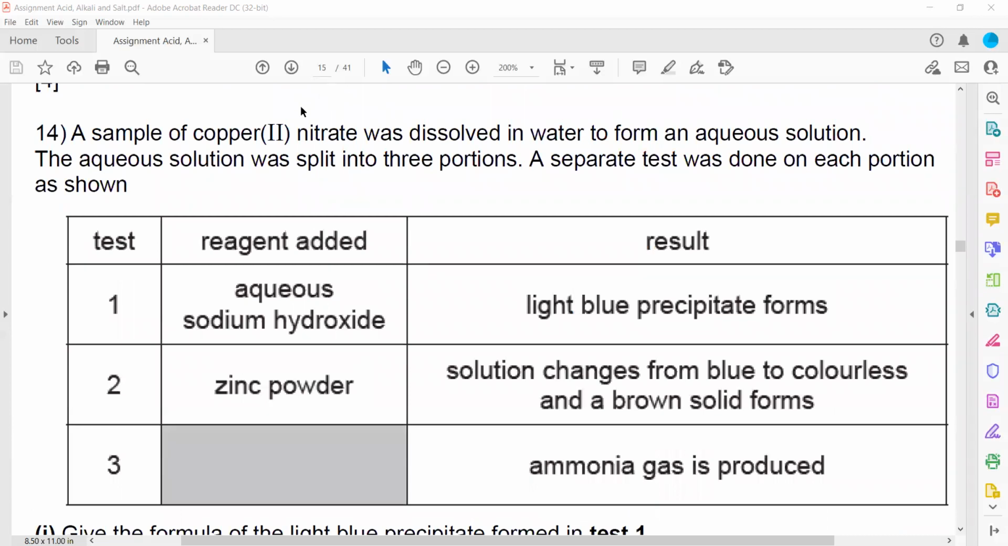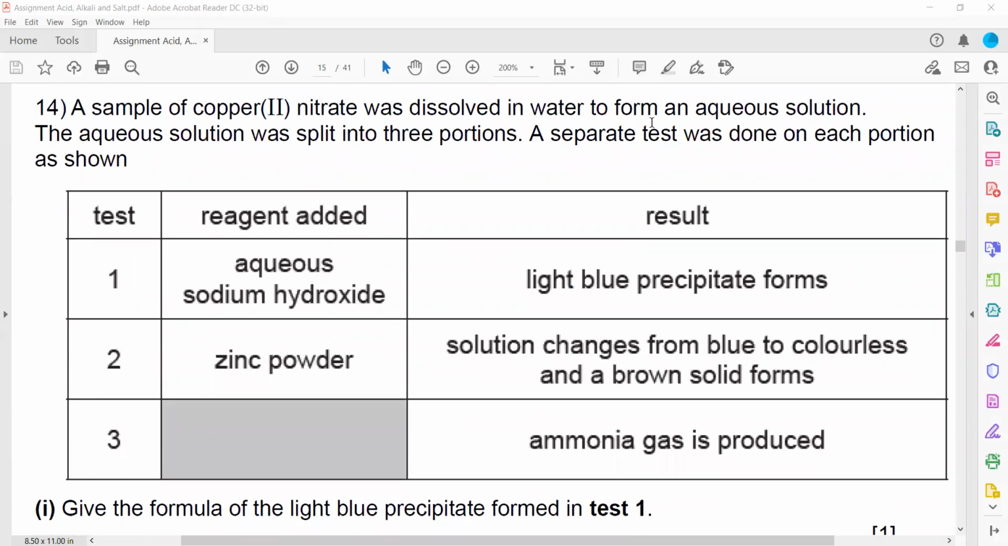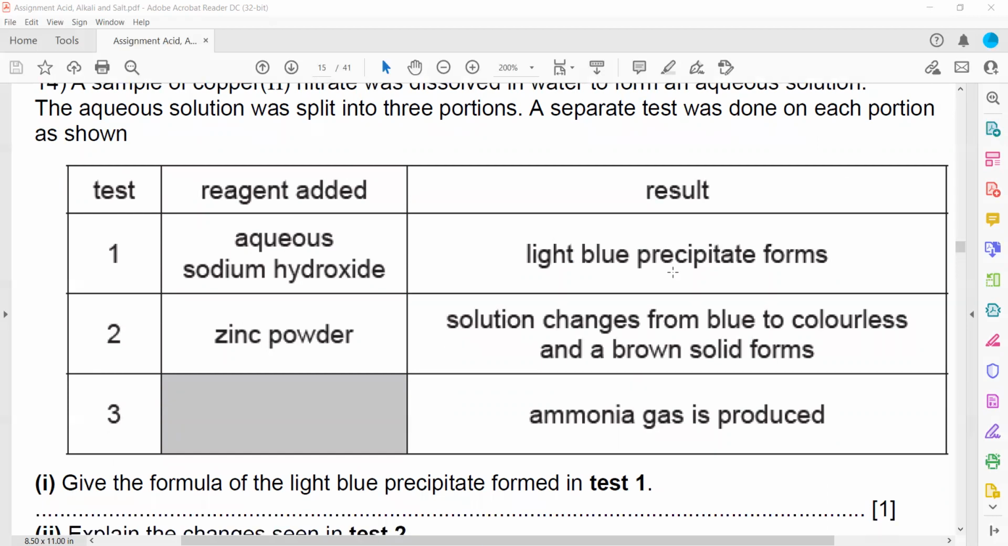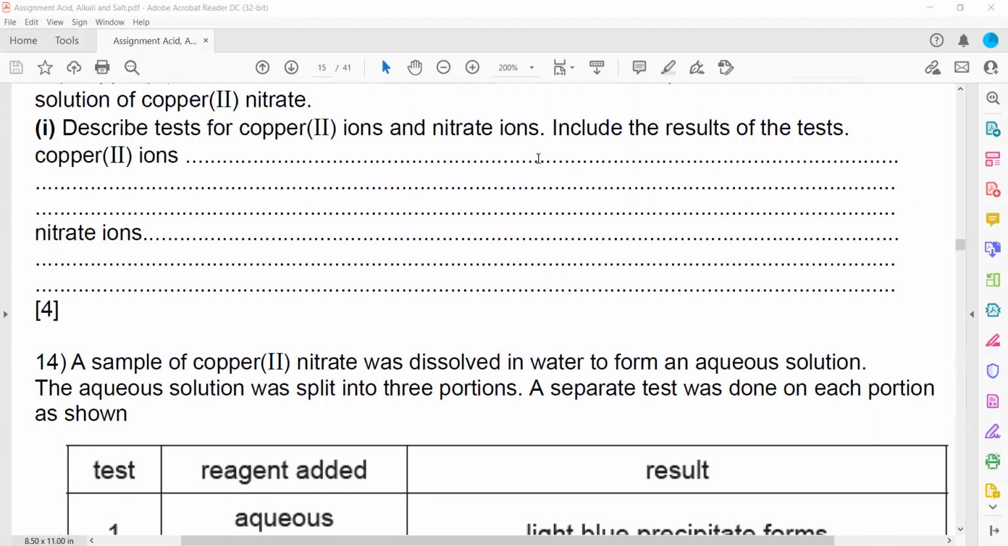The next question: a sample of copper 2 nitrate was dissolved in water to form a solution. The aqueous solution was split into 3 portions. A separate test was done on each portion. When we add sodium hydroxide, it will form a light blue precipitate. When we add zinc, for the litmus test, blue litmus indicates an alkaline gas is given off.